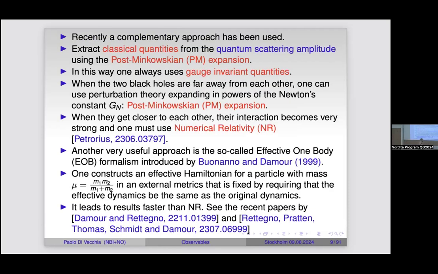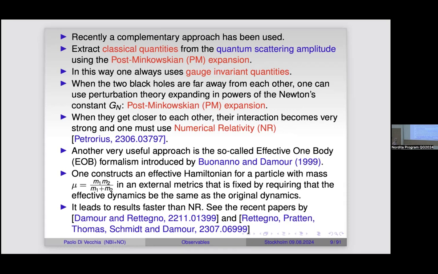Now, recently, a complementary approach has been used to extract classical quantities from the quantum scattering amplitude using the post-Minkowskian expansion. Using amplitudes, essentially, you always get gauge invariant quantities. You don't have to worry anymore about gauge fixing and all that stuff.